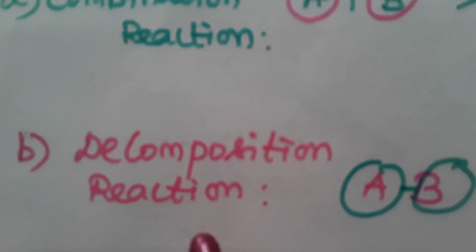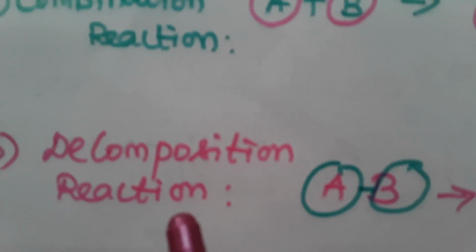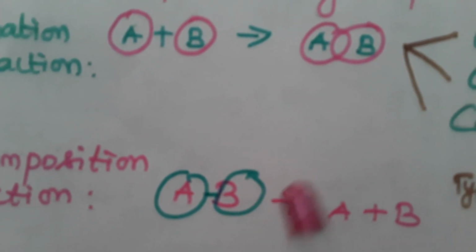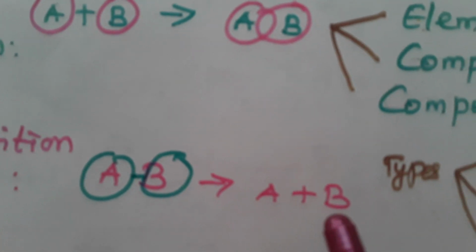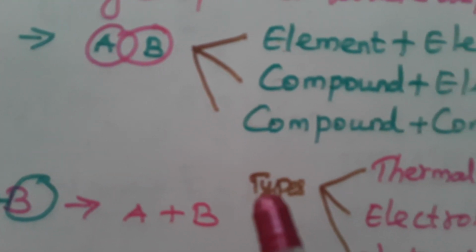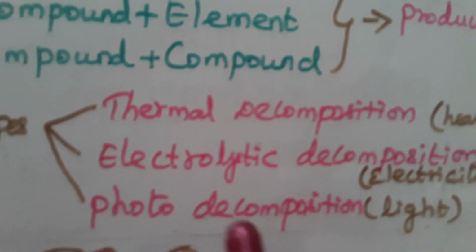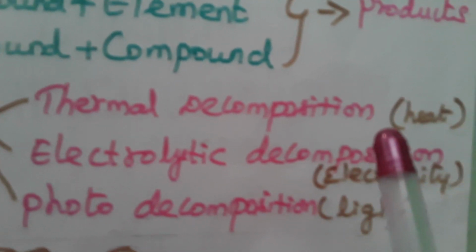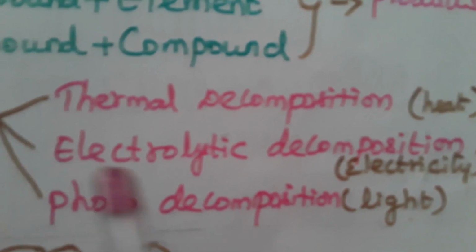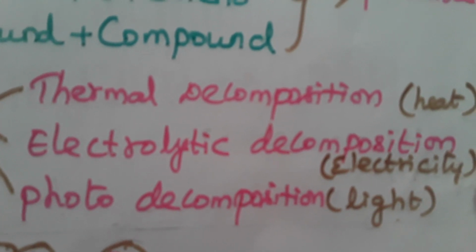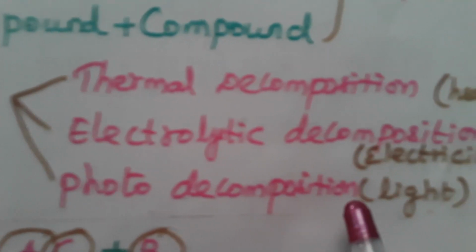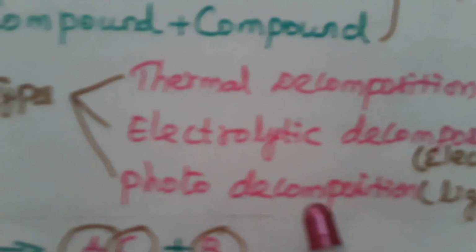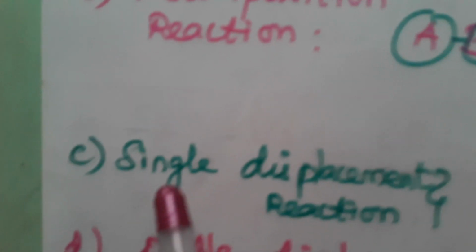Next, we'll move on to the next classification, decomposition reaction. What is decomposition reaction? A reaction in which a single compound splits into two or more substances. It has three classes. Thermal decomposition, which involves heat. Second one, electrolytic decomposition, which involves electricity. Third one, photo decomposition, which involves light. Shall we move on to the third classification?